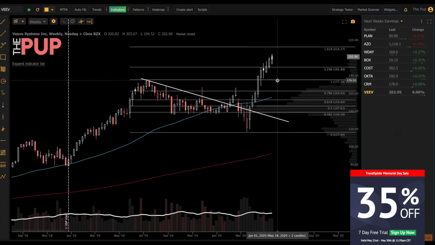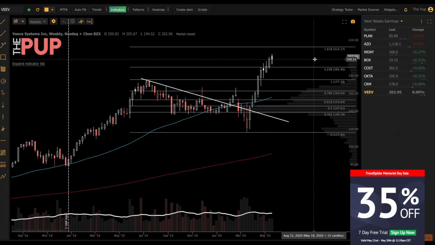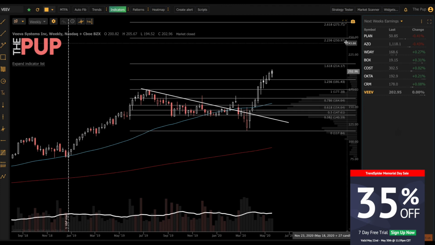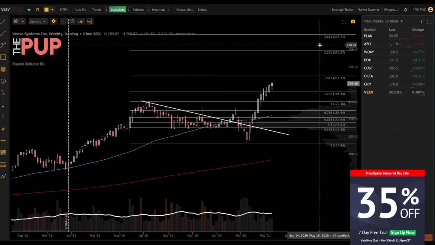Sure enough, we hit our 1.236 area, and now we're trying to retest that. Where are we going next? Probably, well, we've already hit $200, so we may consolidate a little bit here, and then we would go maybe to 214, 250, 273. So that's it.